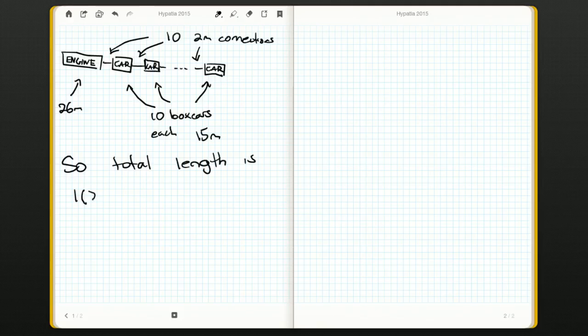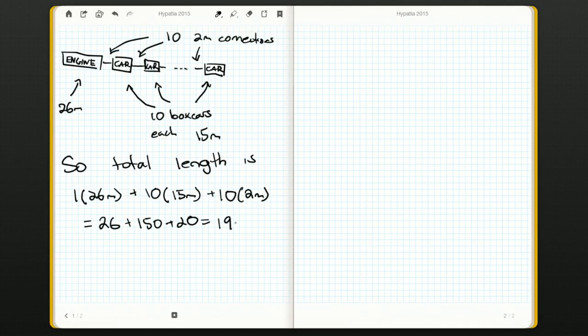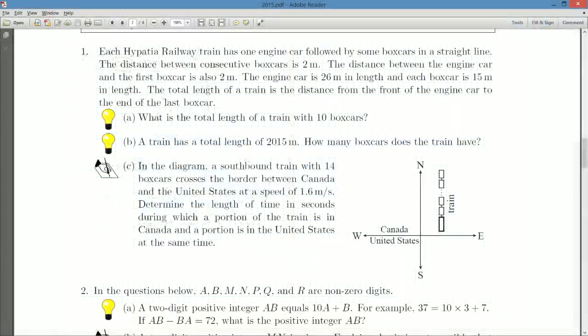So the total length is 1 times the 26 meters plus 10 times 15 meters for each boxcar, plus 10 times 2 meters for each connection. That is 26 plus 150 plus 20, and that's going to be equal to 196 meters. Let's just double check that. 150 plus 20 plus 26, 196 meters. Okay. I'll put a box around it in a moment. It's always good to distinguish your solutions in the written style.